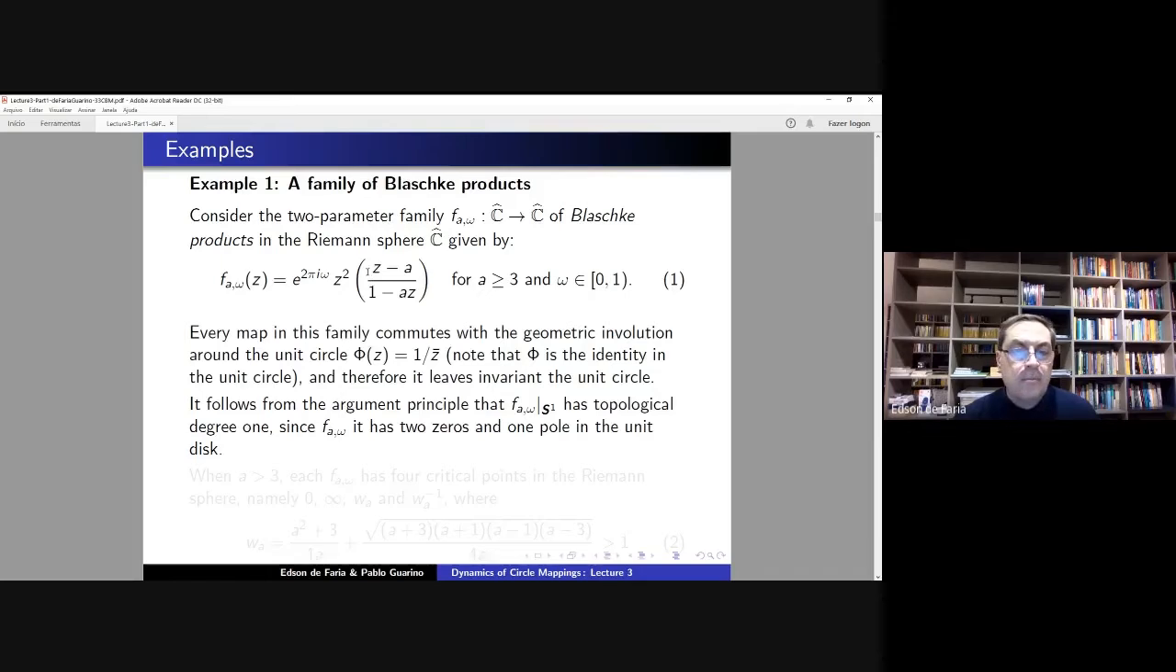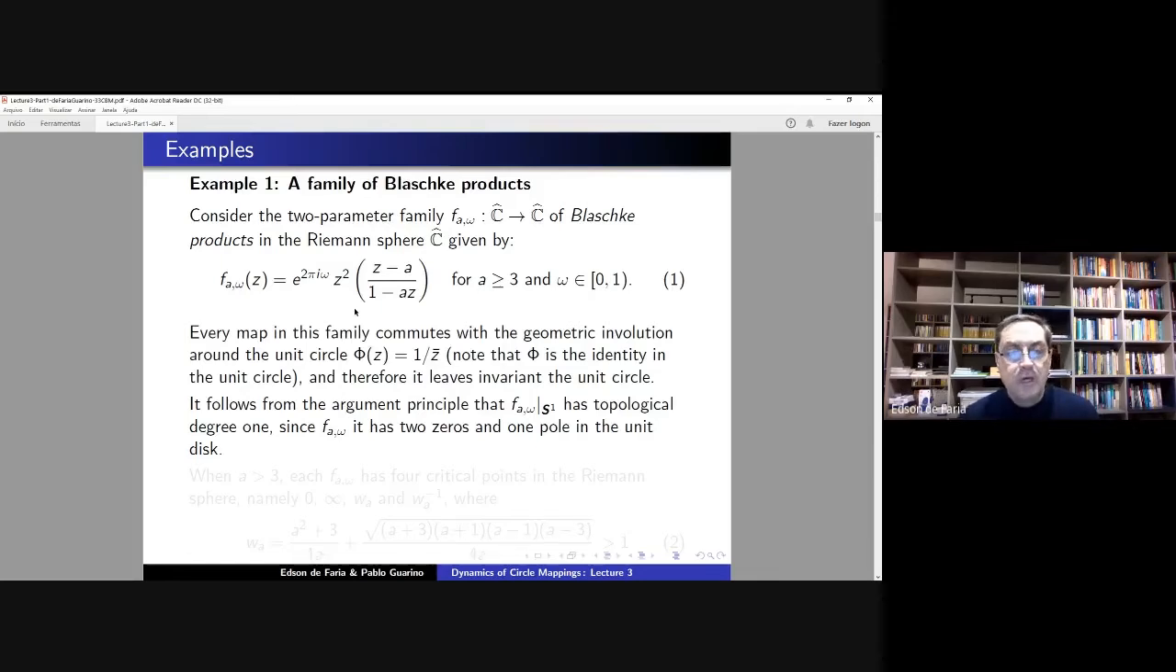this map, which is written at the top here, (z minus a) divided by (1 minus az), is a Möbius transformation. Because a is greater than or equal to 3, this Möbius transformation is actually swapping the interior of the unit disk by the exterior. So on the circle, it has algebraic degree -1. So it's compensated by the map z goes to z squared that you see here. So 2 minus 1 is 1. So the degree of the map on the circle is 1.